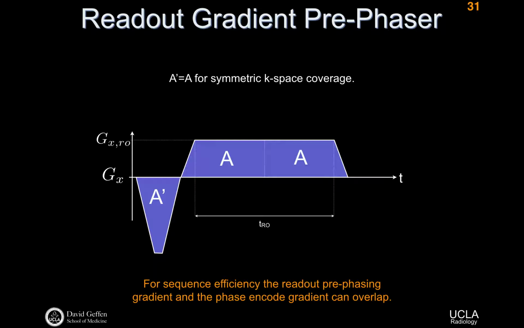And so it says it at the top here, but if A prime, the area of this gradient here, is equal to A, that's going to give you symmetric k-space coverage, right? You will have moved out a certain distance in k-space and then moved back by the time you're forming your echo in the middle. If you allow A to be smaller, then you're actually going to have some asymmetric readout. And again, we saw it earlier, but this gradient waveform here can overlap with the phase encoding gradients or the slice select rephasing gradient for the purposes of being time efficient.